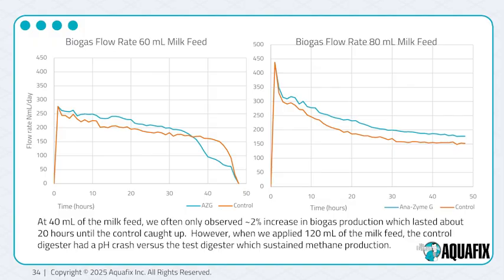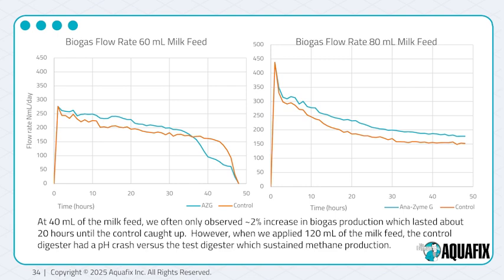So this is how it kind of worked. For reference, I'm showing the graph here for 60 milliliters of milk feed and 80 milliliters of the milk feed. So we have about a quarter increase in loading between the two. And we actually did start off initially with a 40 milliliter milk feed, and we're tracking it. And we were seeing a 1 to 3% increase in methane generation to about 20 hours, and then they would level off there. So we weren't really loading the system heavily enough for there to be any strain.